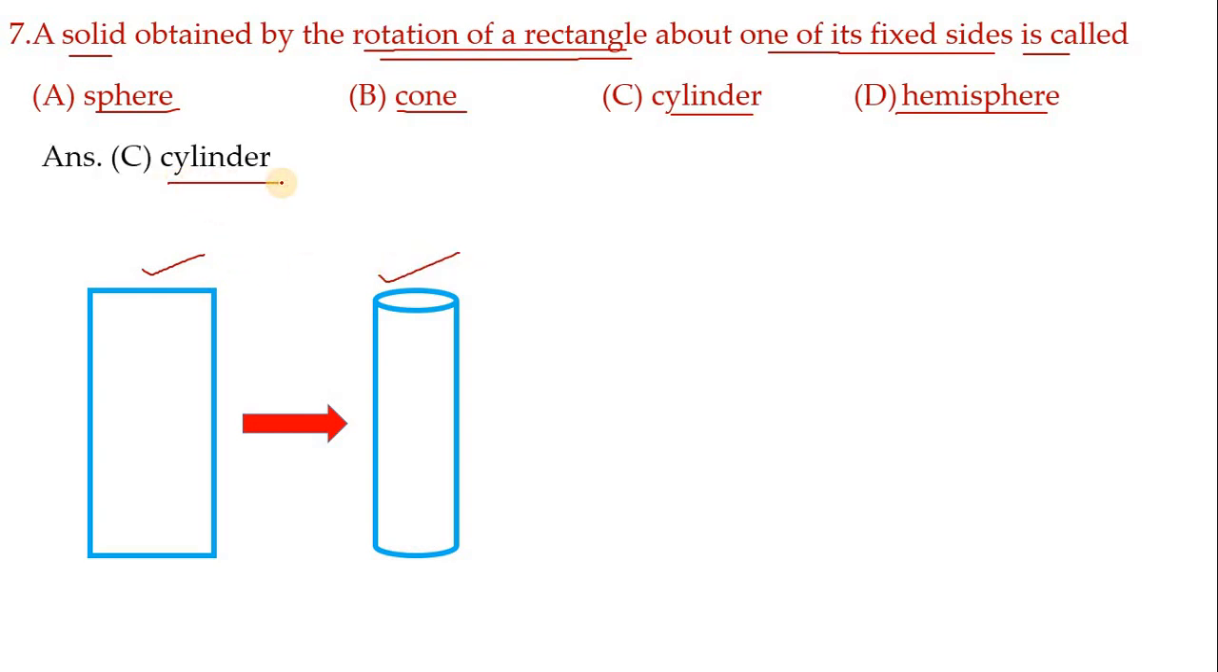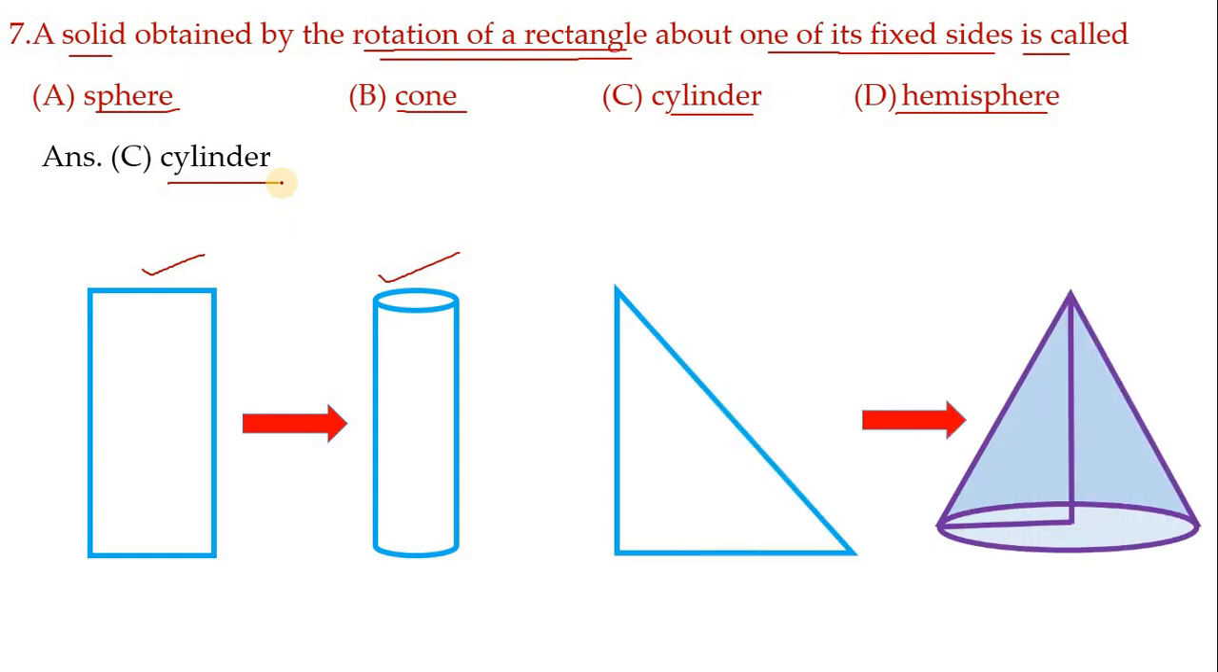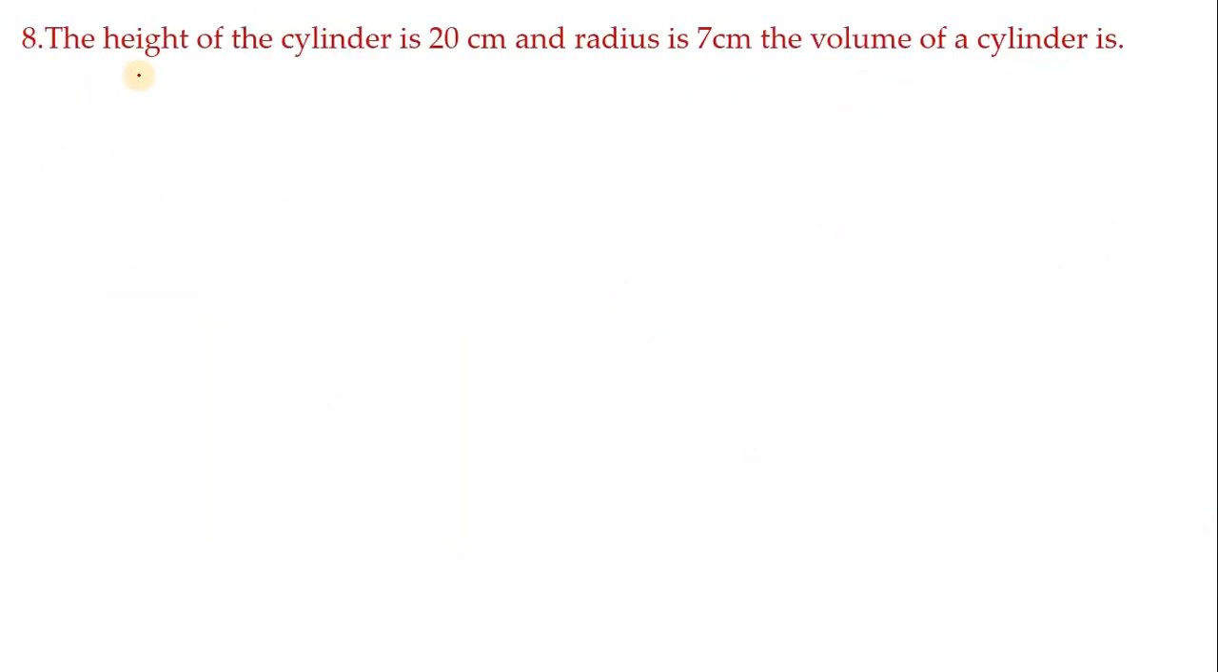And here I wanted to convey one more piece of information: if you revolve a right angle triangle, you will get a cone. This is also very important. If you rotate a rectangle, you will get a cylinder. Similarly, if you revolve a right angle triangle, you will get a cone. Move on to the next question.